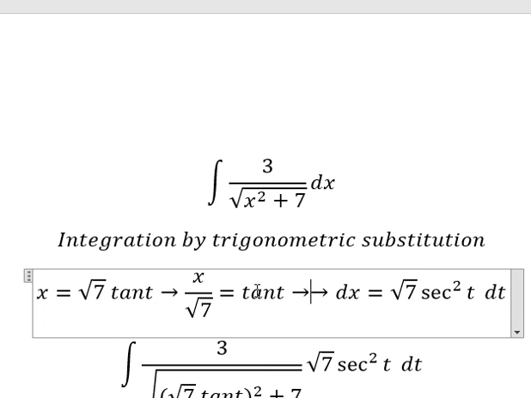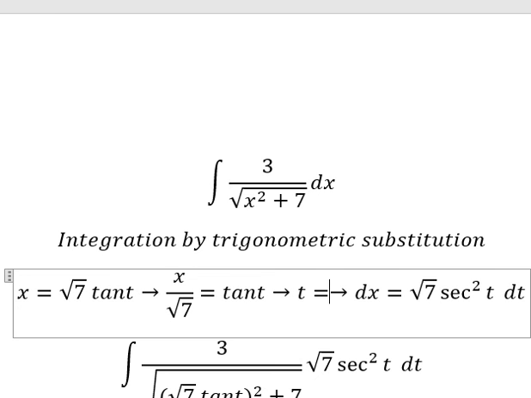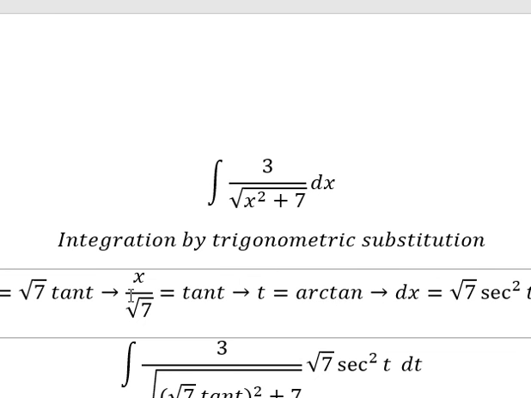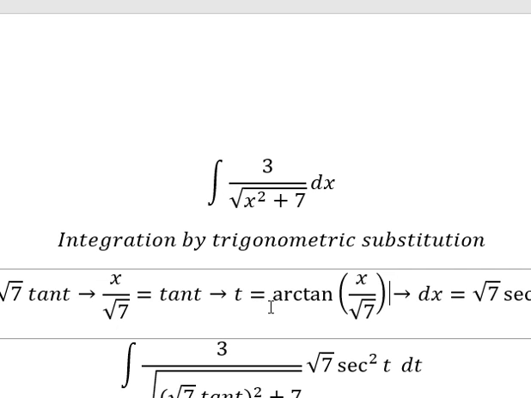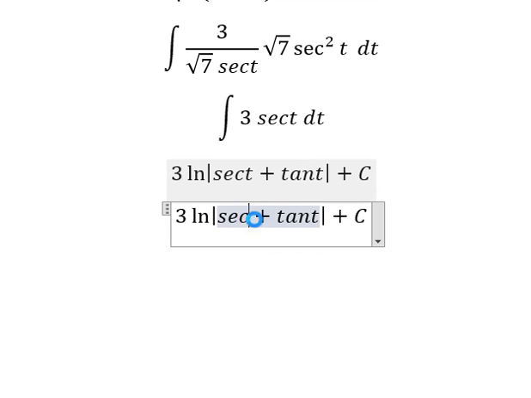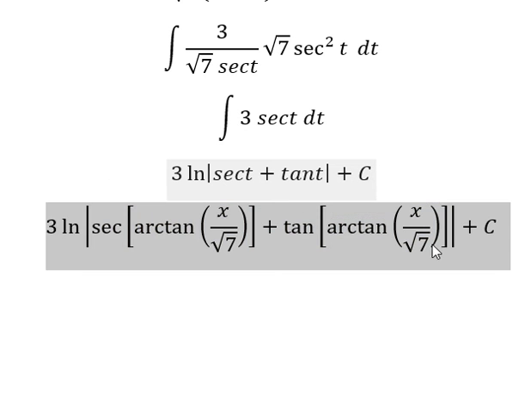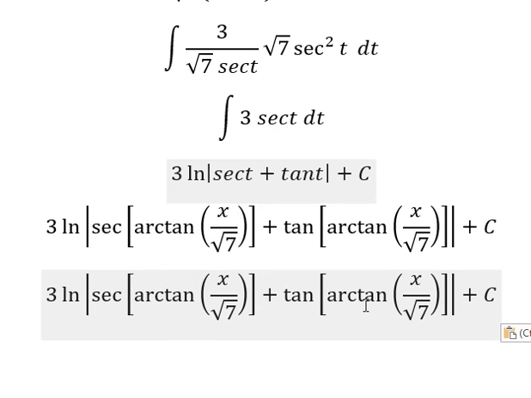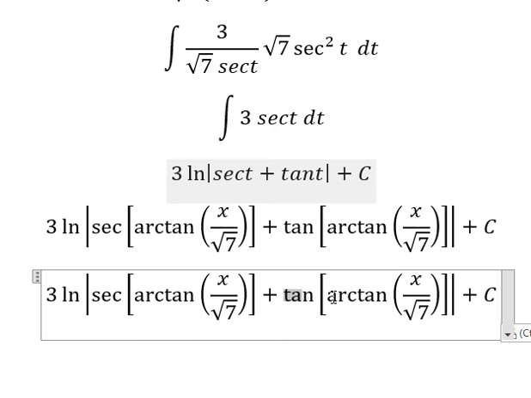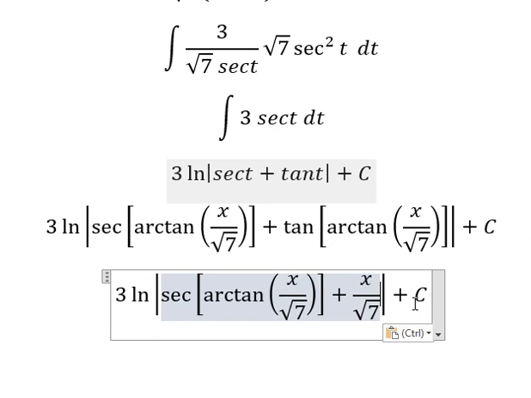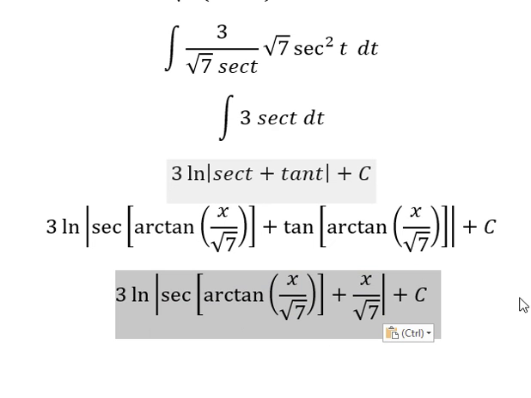And then you get t equals arctan of this one. So we need to change t into this one. So we know that tan of arctan, you get this one. And this is the final answer.